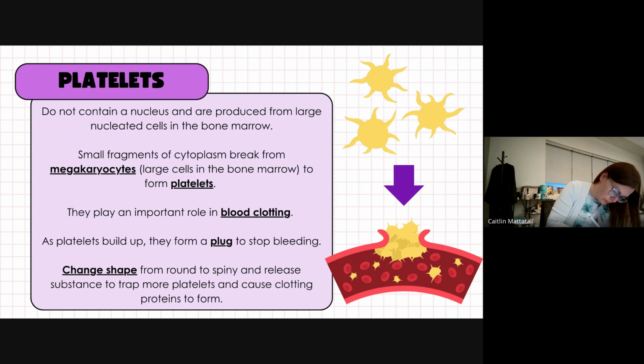But basically, the bone marrow is producing our platelets just like it produces everything else. But instead of forming platelets just plain as platelets, they're going to create a cell called a megakaryocyte. And then this megakaryocyte is going to break apart into the individual platelets.